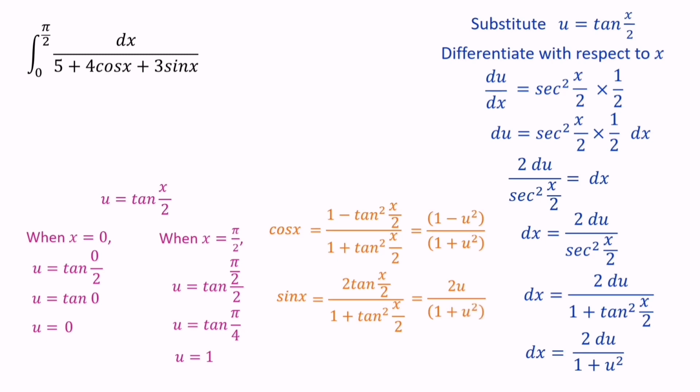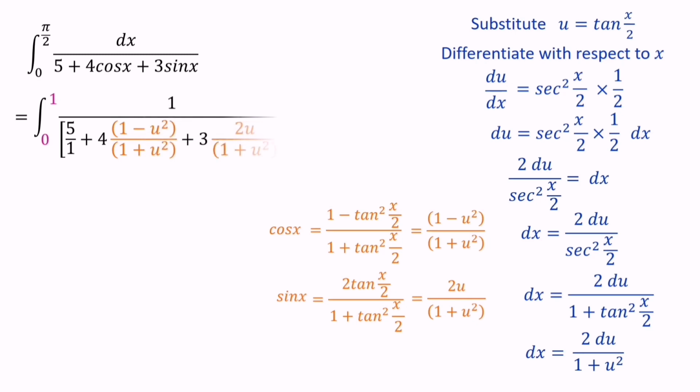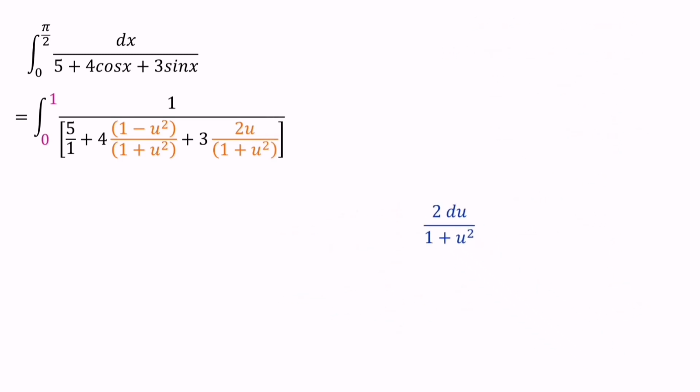Let's move to integration part. Now, lower limit 0, upper limit 1. Instead of cos x value, we can write 1 minus u squared over 1 plus u squared. Instead of sin x value, we can write 2u over 1 plus u squared. Instead of dx value, we can write 2 du over 1 plus u squared.